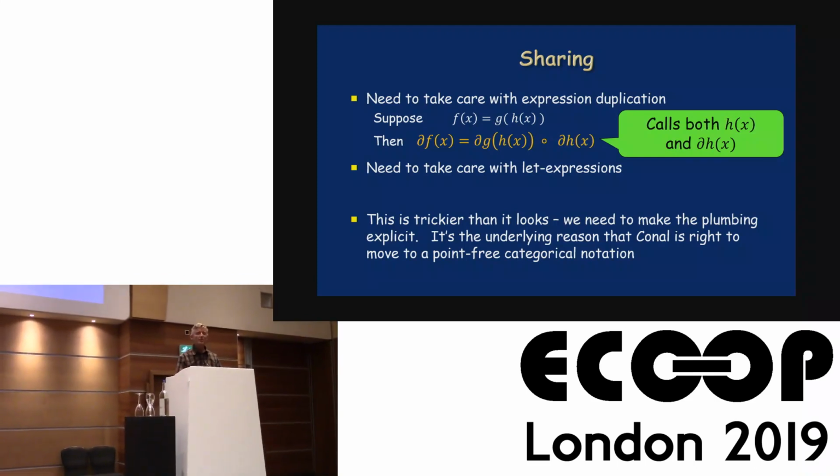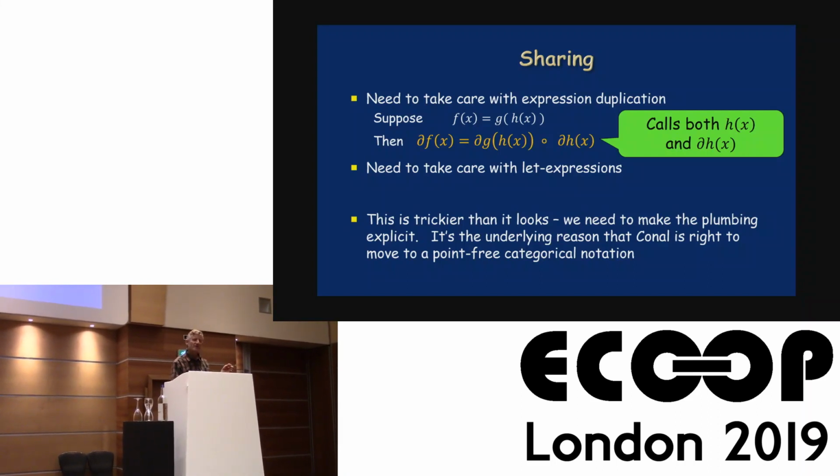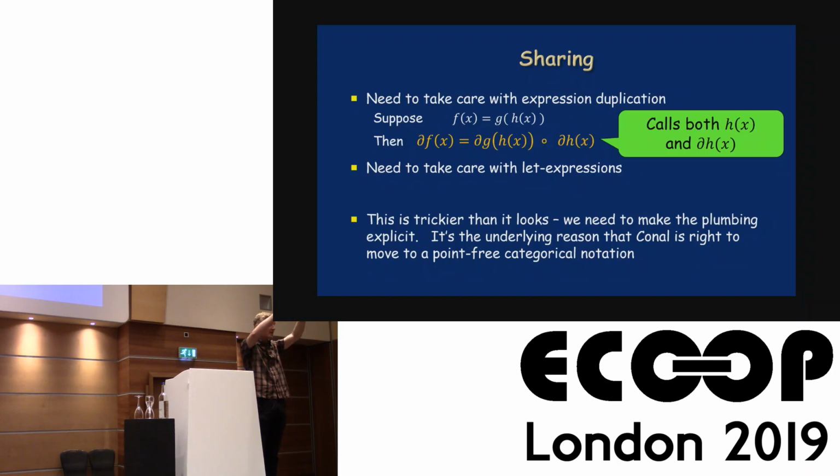But the second way you need to worry about sharing is to do with let expressions. When you have a let expression, you get let x equals something, and then you use x a lot of times. For forward mode, that seems to work fine, but when you do it in reverse, you've got to add up all the contributions, and somehow the invisibility of all those uses and their connection back to the starting point makes it hard to do an efficient job.